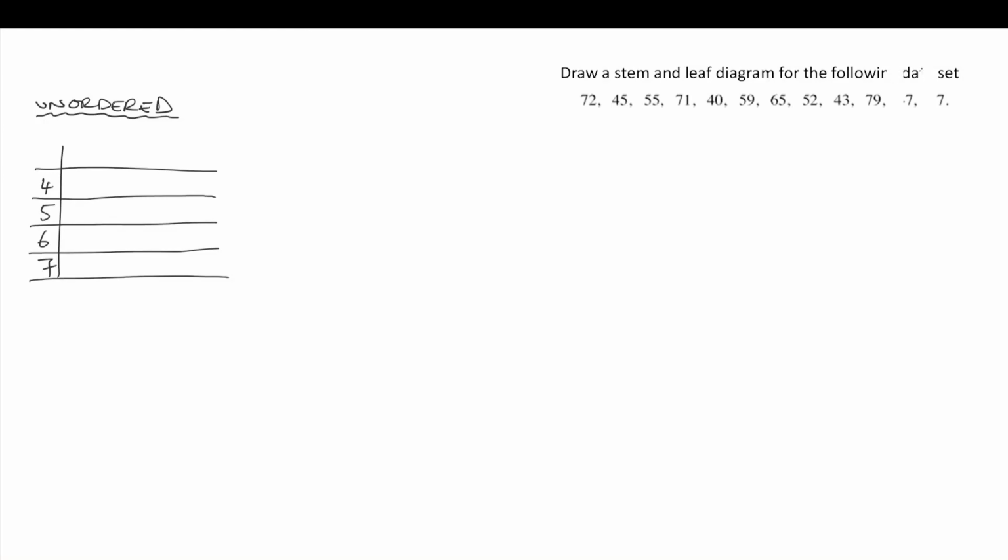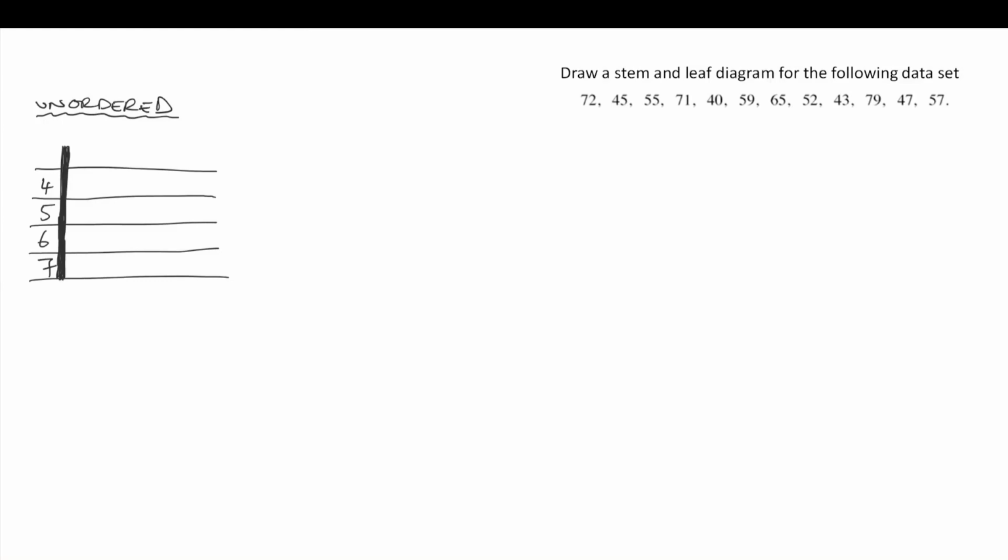In this question, we've been asked to draw a stem and leaf diagram for this dataset. Whenever we're drawing a stem and leaf diagram, it is a lot faster to do an unordered stem and leaf diagram and then an ordered one. So, firstly, let's look at the stems. The possible stems will use the digits from the tens column. So, we have numbers in their 40s, 50s, 60s, 70s, nothing else beyond.